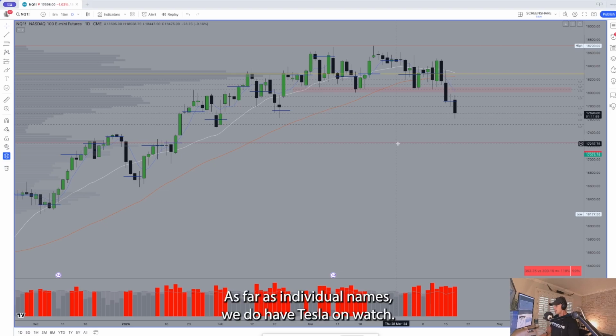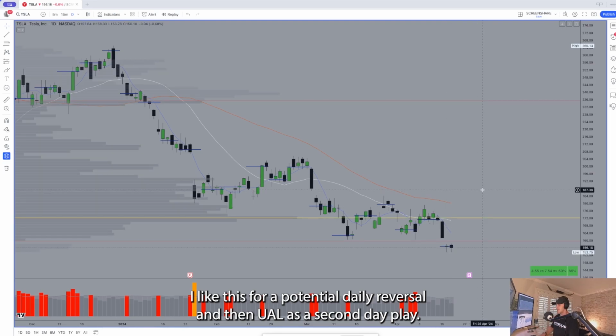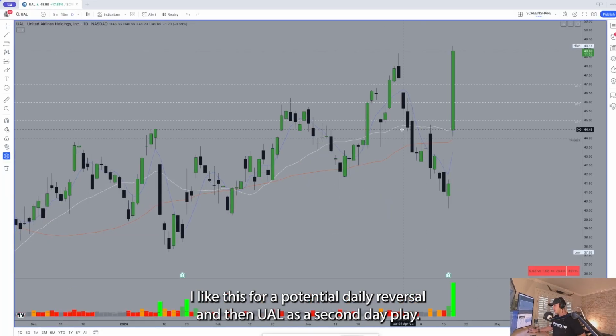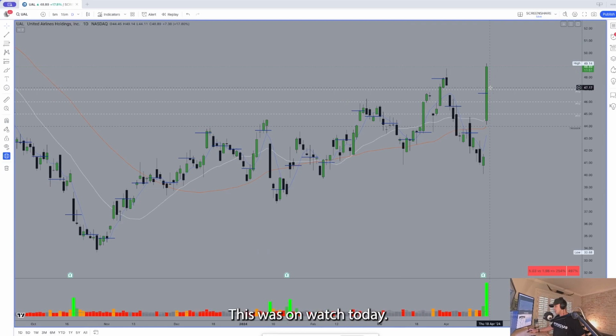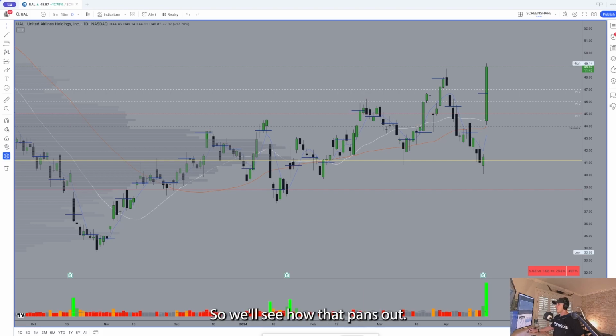As far as individual names, we do have Tesla on watch. I like this for a potential daily reversal, and then UAL as a second day play. This was on watch today. Phenomenal action, good relative strength versus the broader index. So we'll see how that pans out.